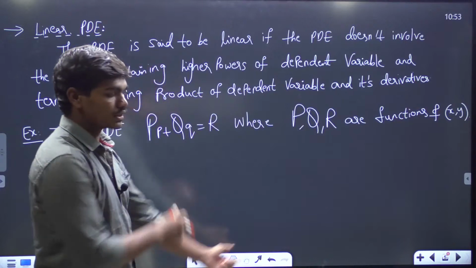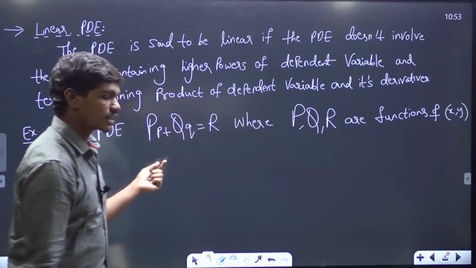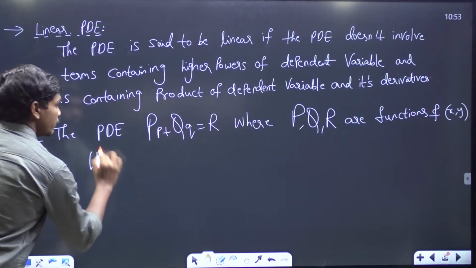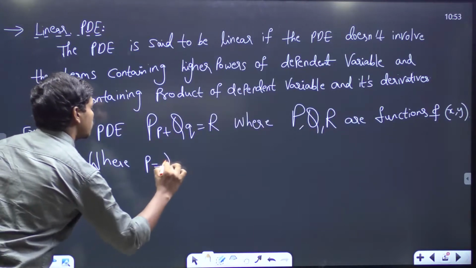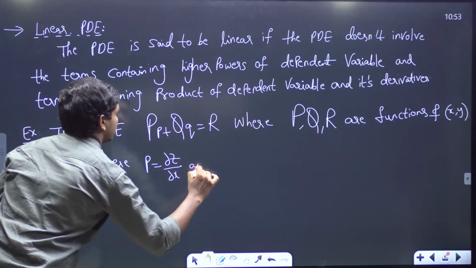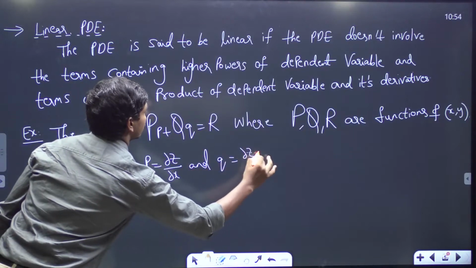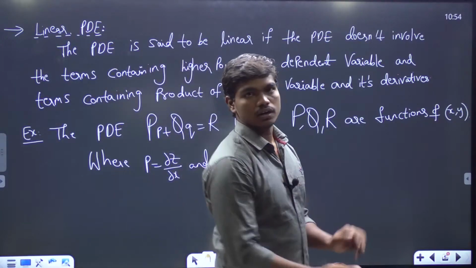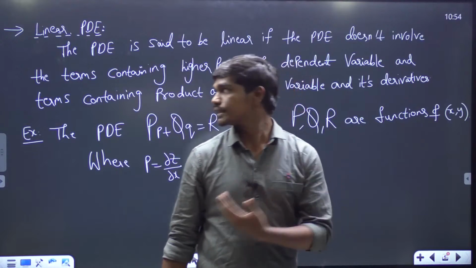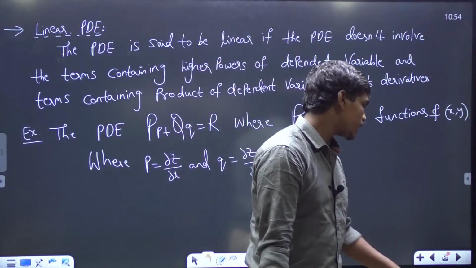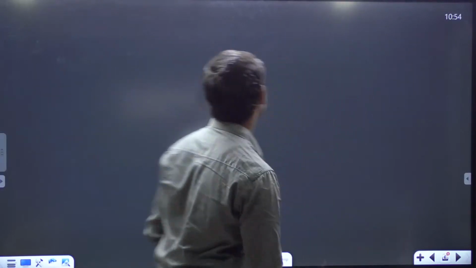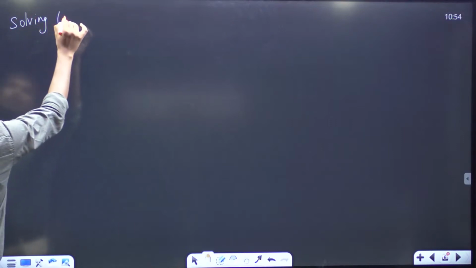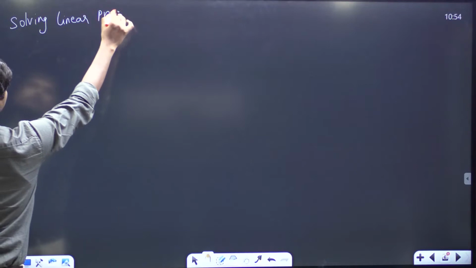So basically, these are the functions in this form. Some function of x comma y into p plus some function of x comma y into q is equal to r, where small p is equal to dou z by dou x and small q is equal to dou z by dou y. Okay, so this is a linear equation. Now generally we'll look at different ways to solve this linear partial differential equation. So let us try to see that. Solving linear partial differential equations.